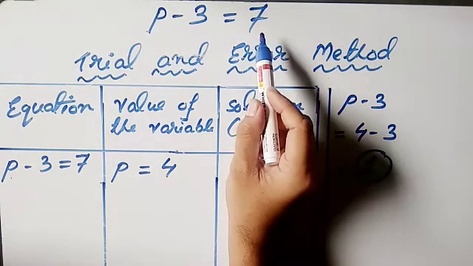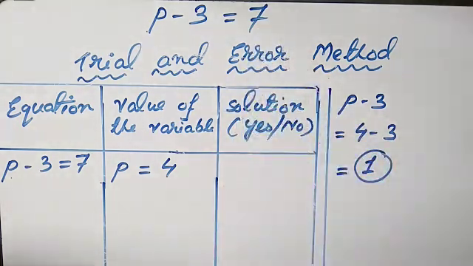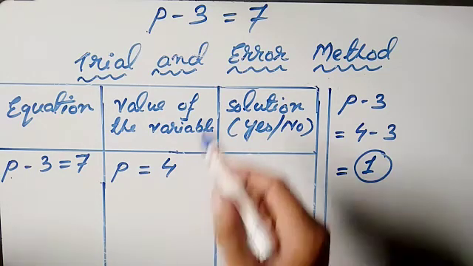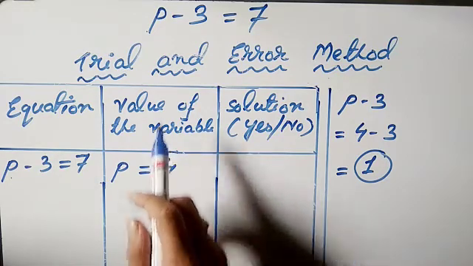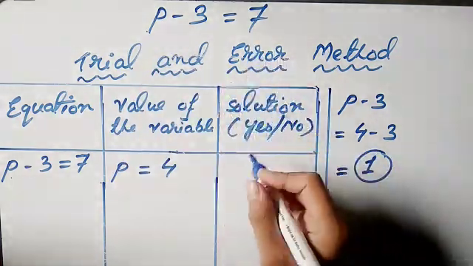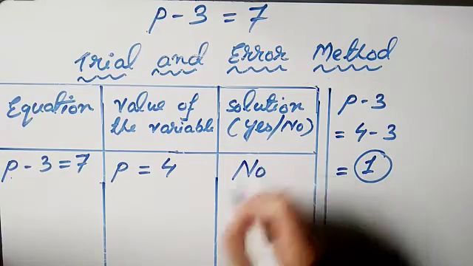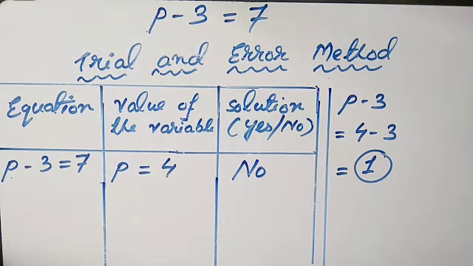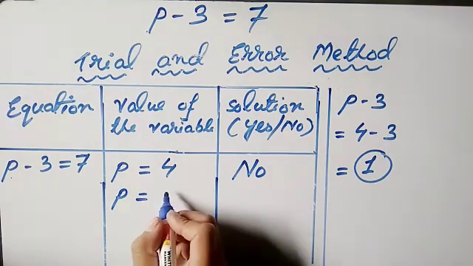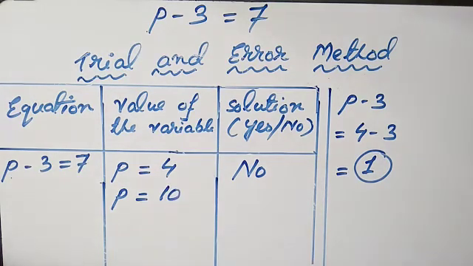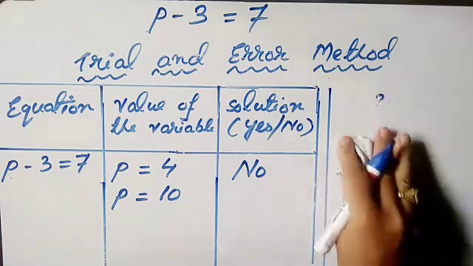And the value on the right hand side is 7. That means the left hand side is not equal to the right hand side. So p equals 4 does not satisfy the given equation, so it is not the solution of the equation. So we'll write no. Next, let's take the value of p as, which one do you want to take? You can take any value. For me, let me take 10. P equals 10. So let's solve it in the working column.